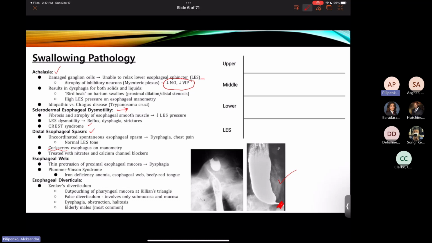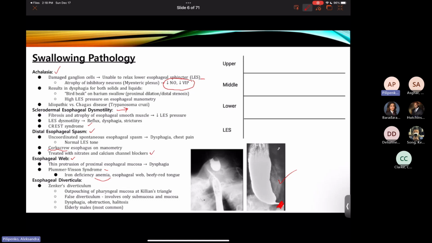You will learn how to treat each presentation, right? Esophageal webs are high yield. You will learn about them not only in GI, but also in HemOnc because it involves Plummer. It's a part of Plummer-Vinson syndrome, which involves anemia, esophageal web, and beef red tongue. Okay, so you will see that syndrome in both modules.